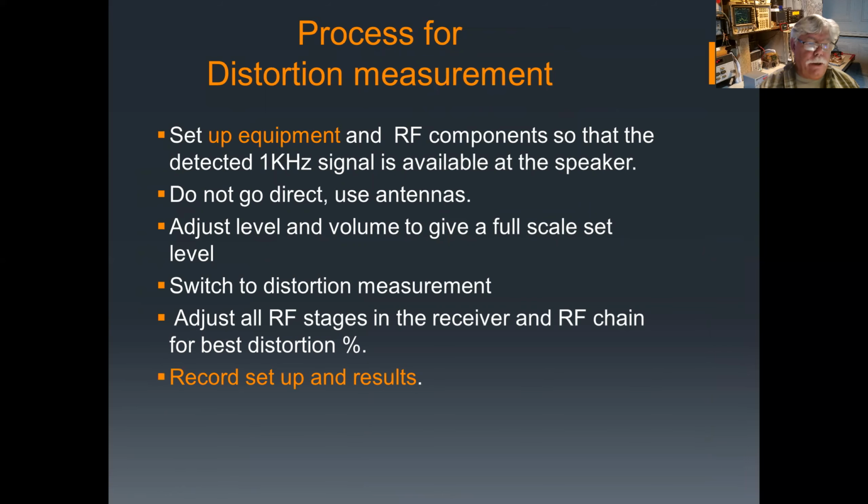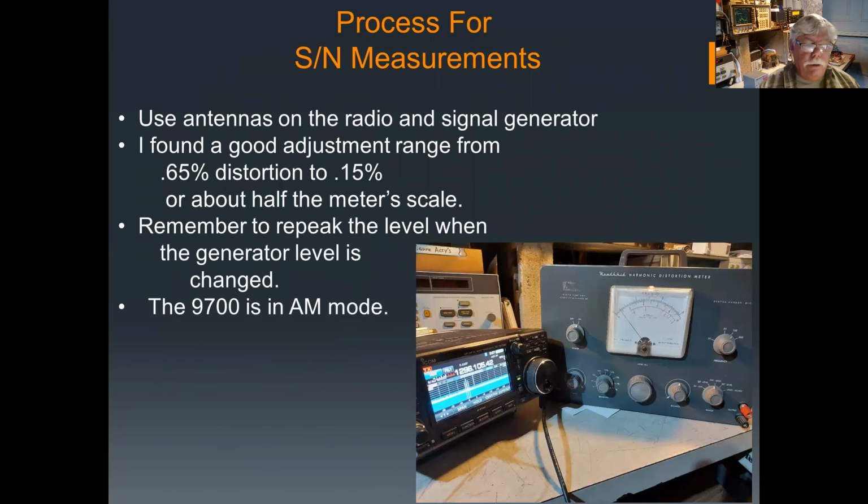So you set it up pretty much like we did for everything else. So again, you use antennas. I found a good adjustment range. If I got the signal level down and the gain up to where I got about 0.65 to 0.15, it's about half the meter scale. I talked about the sensitivity of the measurement. If you bring the set level down and the noise level up, you get a 0.15 to 0.65 range of signal to noise ratio to work with, and it's relative numbers. You can turn it into objective, but what you want to see is to have the thing change, and that happens when you lower the set voltage and raise the noise level.